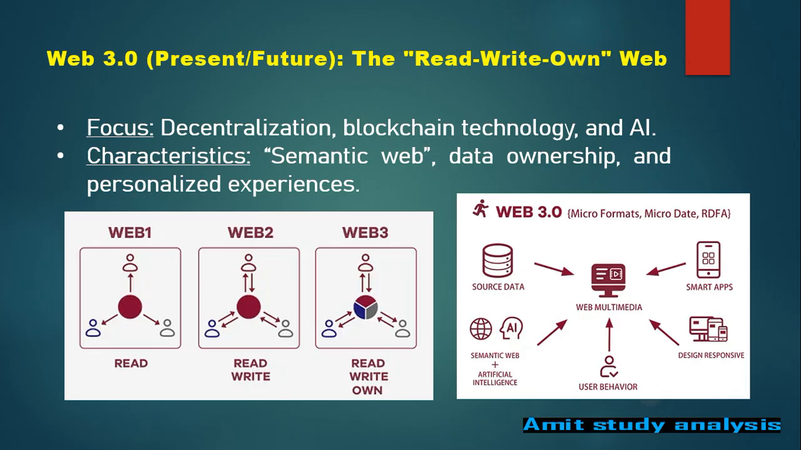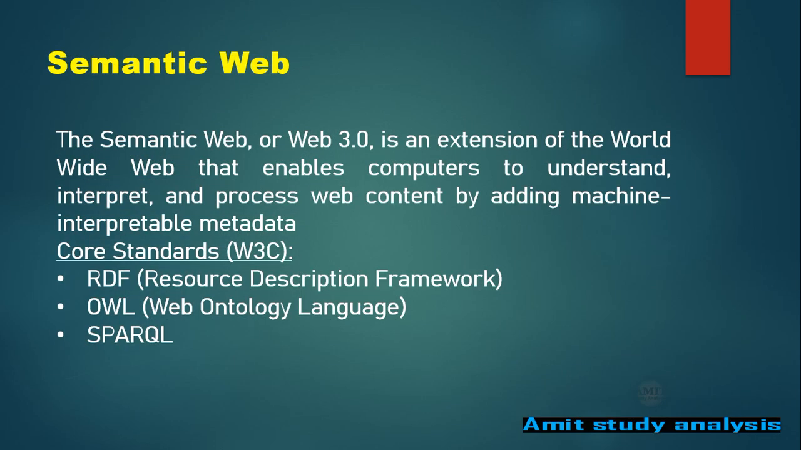And what is the semantic wave? The semantic wave refers to wave 3.0, an extension of the World Wide Web that enables computers to understand, interpret, and process web content by adding machine-interpretable metadata. Here the machine is able to interpret the data, the computer is able to understand and process the data.